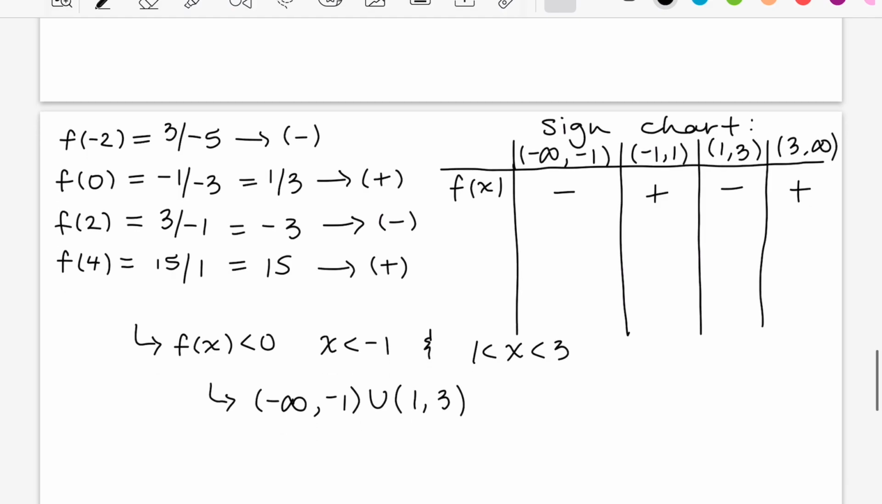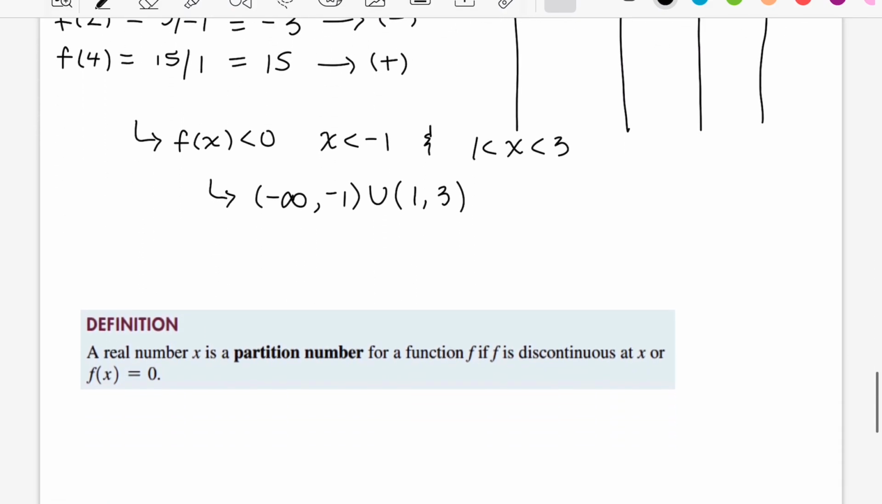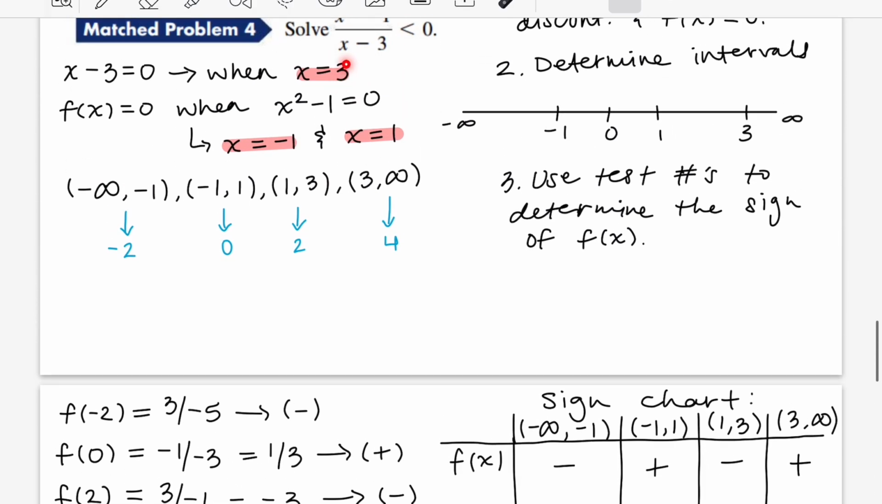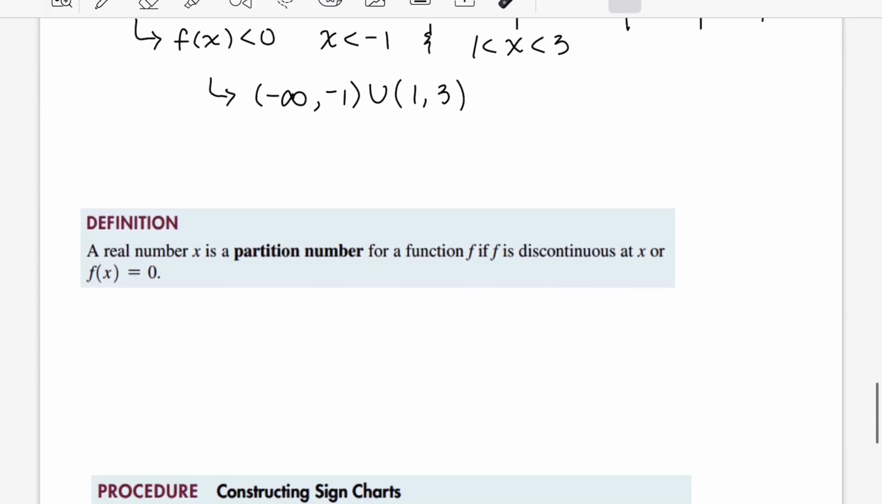All right. Now this brings us to this definition here. As we saw in the last example, a real number x is a partition number for a function f if f is discontinuous at x or equal to 0 at x. So that's what we found here. Our 3, -1, and 1 were our partition numbers. And so these, I'll write this out.